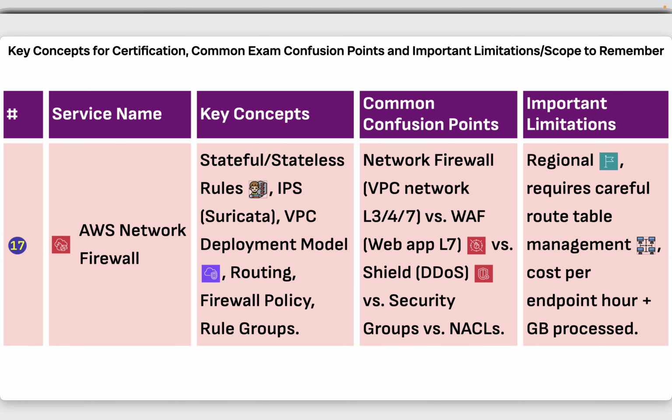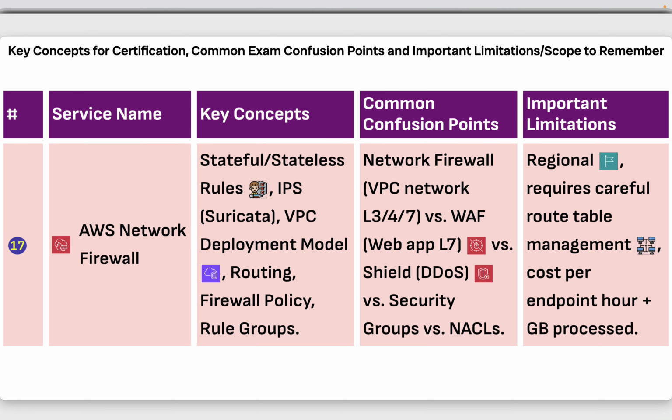Next, we have AWS Network Firewall. Key concepts are stateful and stateless rules, IPS, Intrusion Prevention System, Suricata. So this is another vendor, and their IPS is part of Network Firewall. And VPC deployment model, routing, firewall policies, and rule groups. Exam confusion points can be Network Firewall, which is at the VPC network layer, layer 3, layer 4, layer 7, versus WAF, which is at layer 7, versus Shield, which is for DDoS, and security groups versus network access control lists. Limitations: regional, it requires careful route table management, and there is a cost per endpoint hour plus how much data is processed.